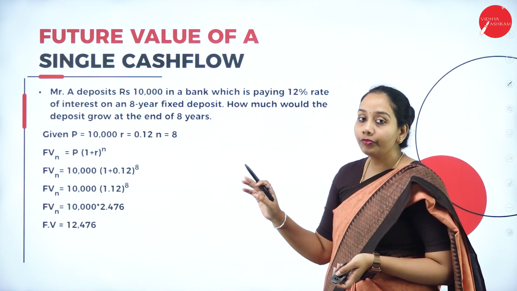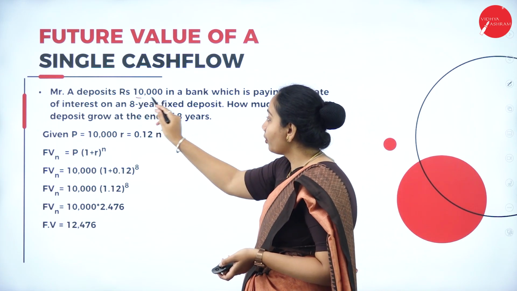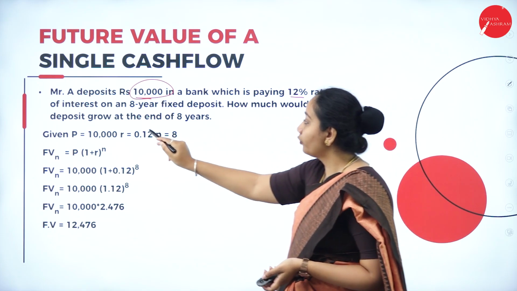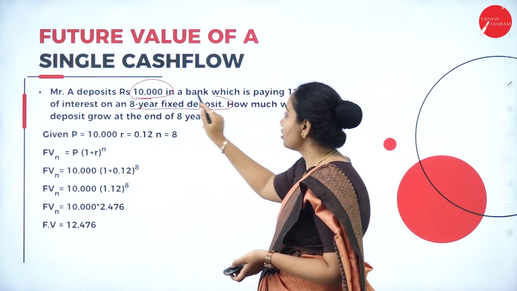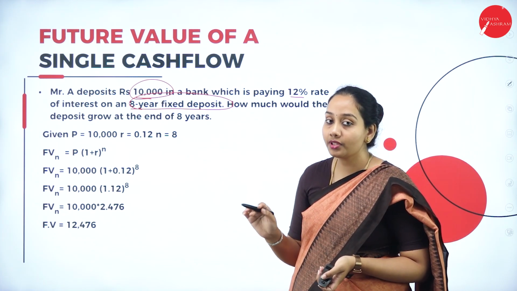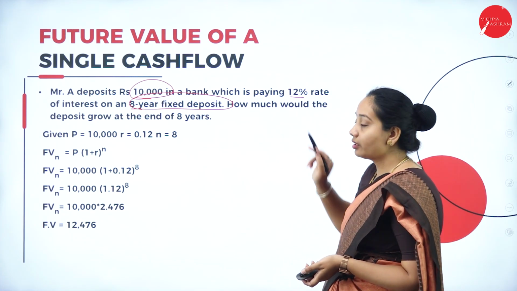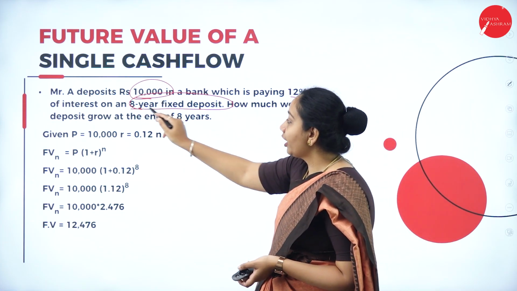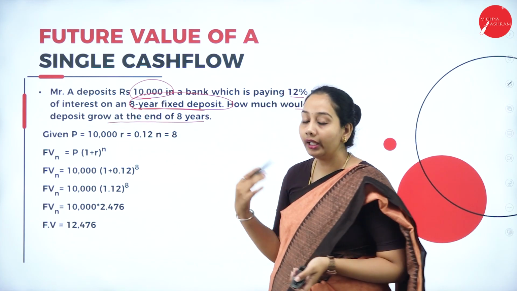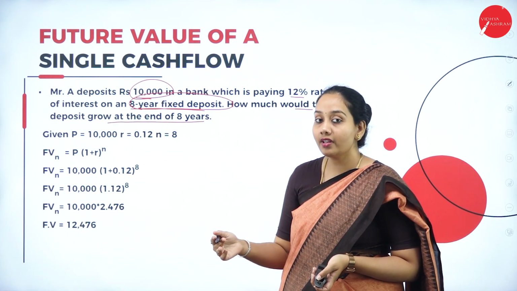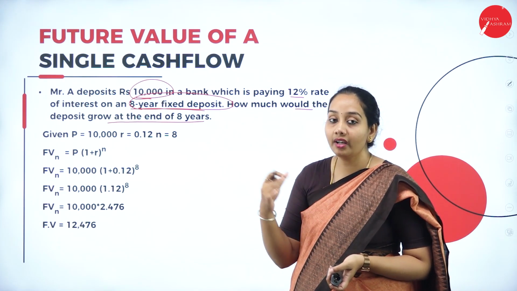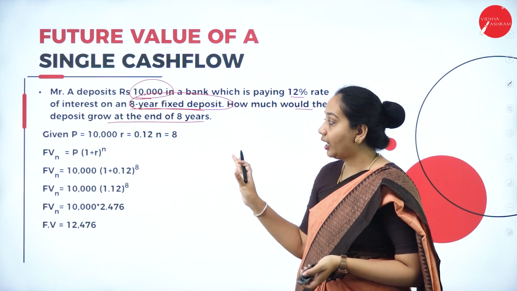So the first problem here: Mr. A has deposited 10,000 rupees in a bank which is paying 12% rate of interest on an 8-year fixed deposit. Okay, so Mr. A has deposited 10,000 rupees in a bank account which is paying an interest of 12% for a period of 8 years. How much would the deposit grow to at the end of the 8 years? So the person has invested 10,000 rupees in the bank account with the interest of 12% and the maturity period is 8 years.